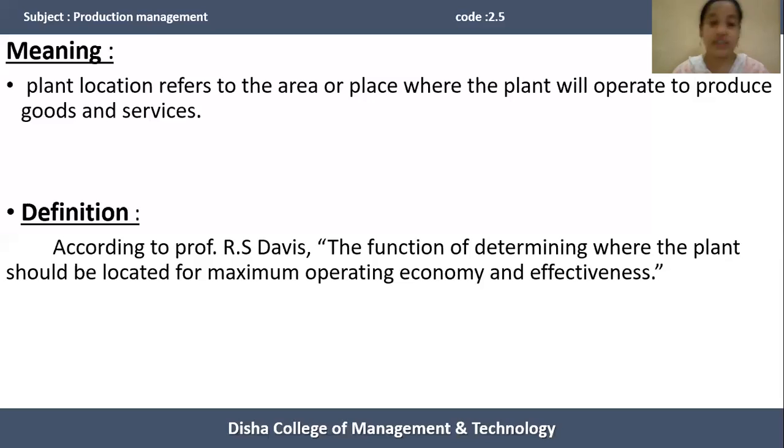and effectiveness. He said that plant location is a function, meaning plant location is a process of determining where the plant should be located, where the plant should operate, and that provides maximum operating efficiency to the organization, meaning that it helps the organization to reduce its cost of production. He also said that plant location is the process of identifying or determining the place where the plant should be located and where the plant is going to produce the goods.